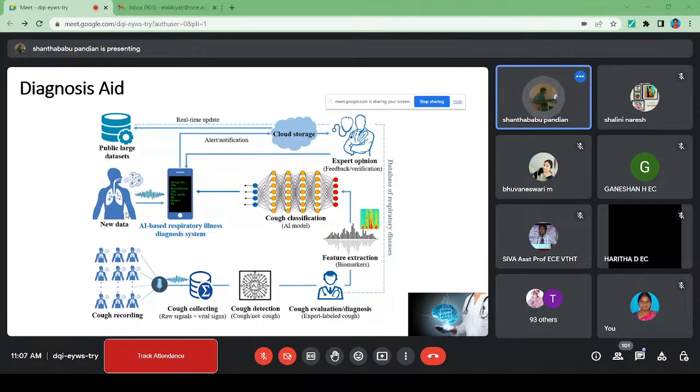The same way for the complete infrastructure. Look at here. So the public large dataset, because we need to compare. For example, if I'm taking patient A's information, I want to check it with the existing database information, then only can I decide whether this person is impacted or not, right? So the same way here, the new data, already we have all the data. So we are recording the information, cough collecting and cough detection, and cough evaluation and diagnosis. This expert will find that out.